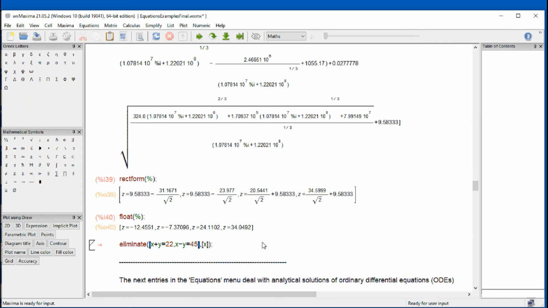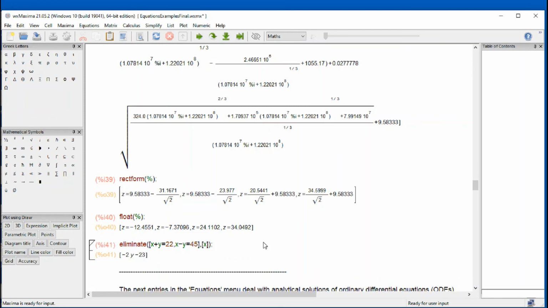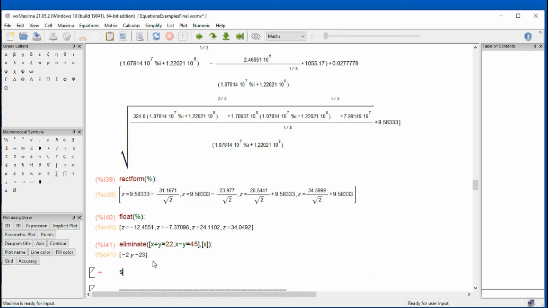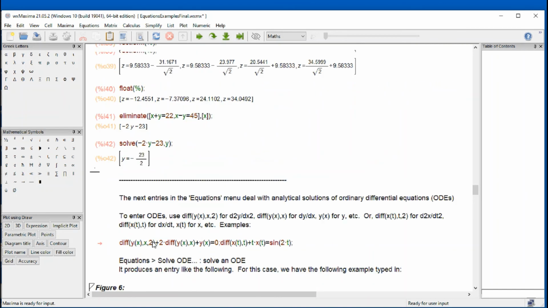Here's another example with a simpler linear system, and we're going to eliminate x from those two equations. And then we'll get the equation minus 2 times y equal to 0. And then you could actually say solve. Select the equation from inside, Control C to copy, Control V to paste, comma, and we're solving for y, Control Enter, or shift enter.